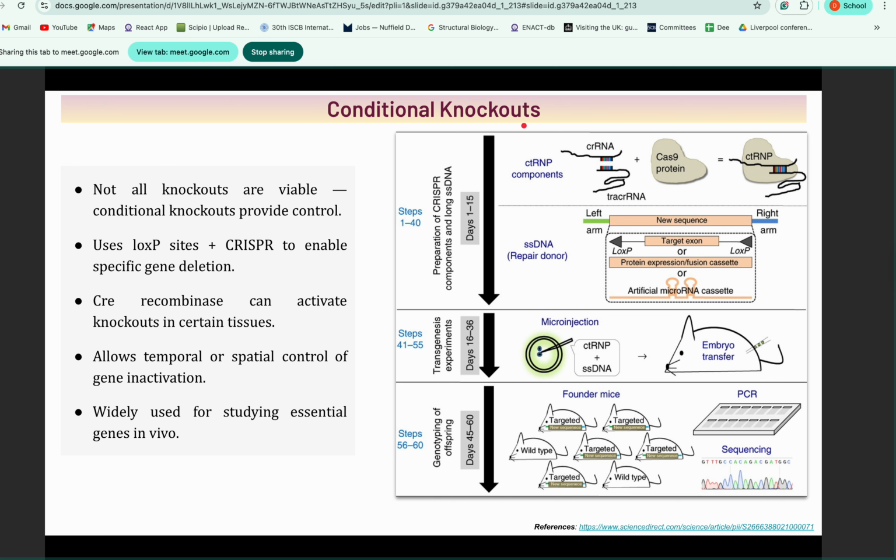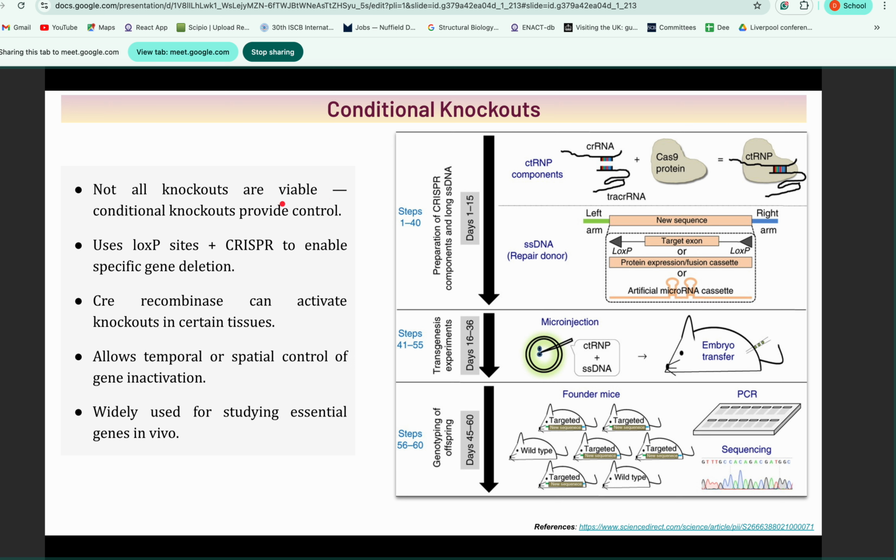Now comes conditional knockouts. So conditional knockouts means that you are knocking out the expression of the gene conditionally. Whenever some reagents are present or at some particular time point or in some specific tissue, so there are conditions for when to do the knockout. So it comes under conditional knockouts. So not all knockouts are viable. That means there are some knockouts. If I knock out some gene which is important for survival, my organism will die. So which means that not all the knockouts are viable.